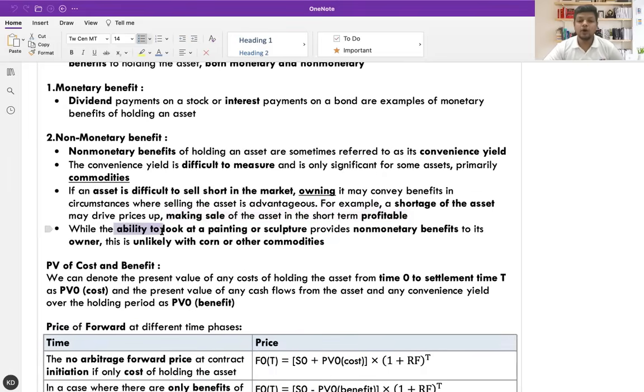So when the ability to look at a painting or a sculpture provides non-monetary benefit to its owner, it is unlikely with corn or other commodities. They have given a very good example.